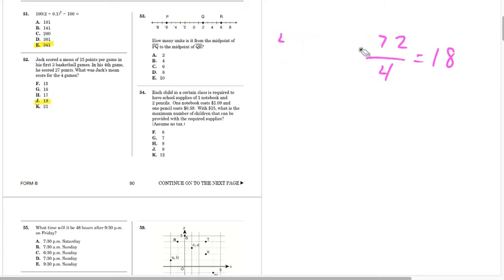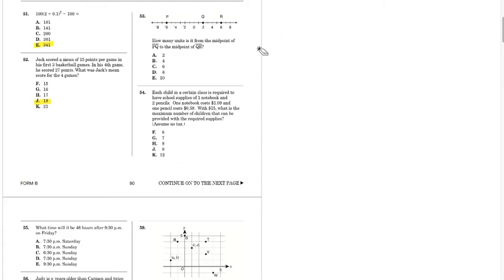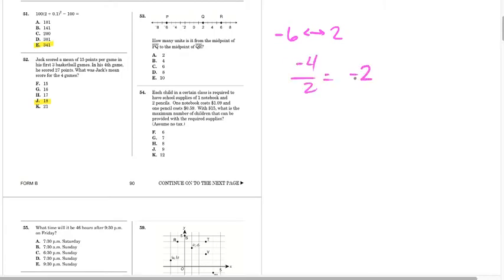Okay, 53. How many units is the midpoint of PQ to the midpoint of QR? PQ is negative 6 to 2. The midpoint of that: you put these together, you get negative 4, divided by 2 equals negative 2. So our first midpoint is negative 2. Then we have Q and R, which is 2 and 6. 2 plus 6 is 8, divided by 2 is 4. They want to know how far it is from negative 2 to 4. Well, that's going to be 6 steps, right? Negative 1, 0, 1, 2, 3, 4, 6 steps. So that's C.